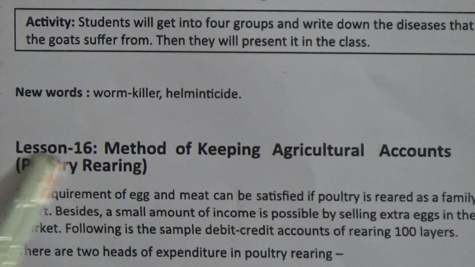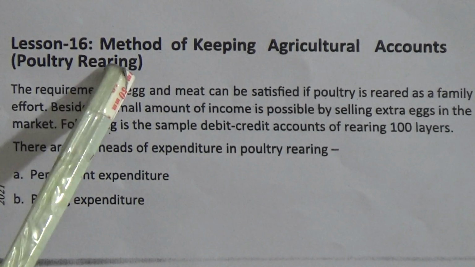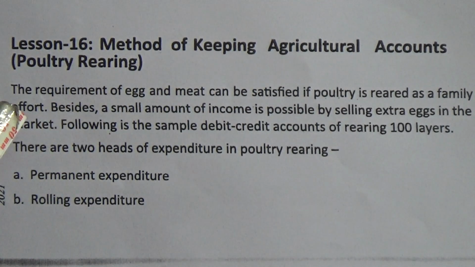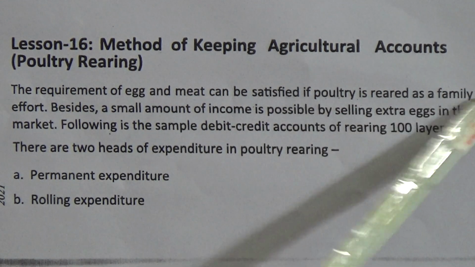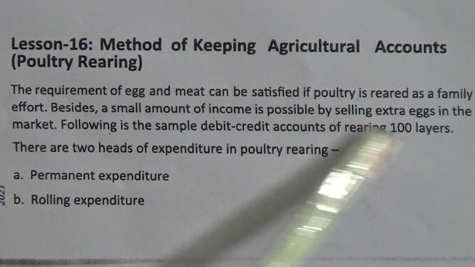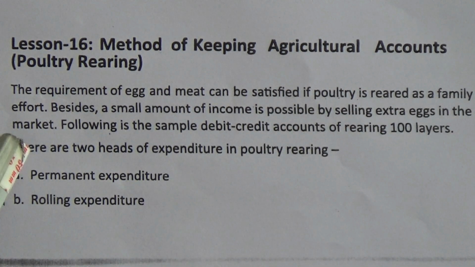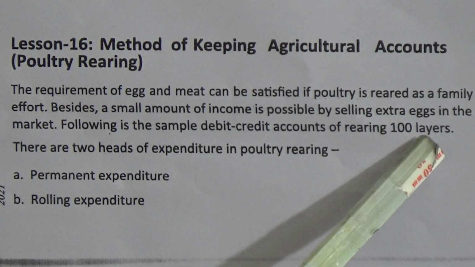Now let's see lesson 16, method of keeping agricultural accounts, that is poultry rearing. The requirement of egg and meat can be satisfied if poultry is reared as a family effort. Besides, a small amount of income is possible by selling extra eggs in the market. Following is the sample debit-credit accounts of rearing 100 layers.